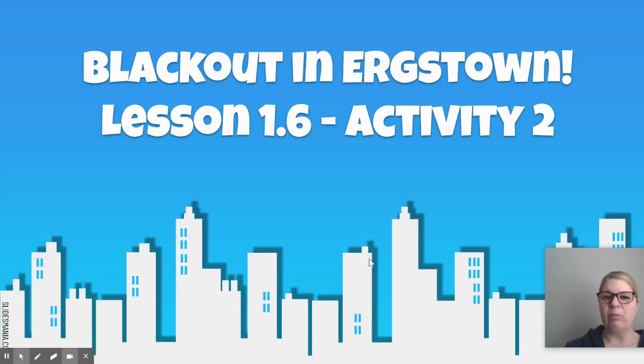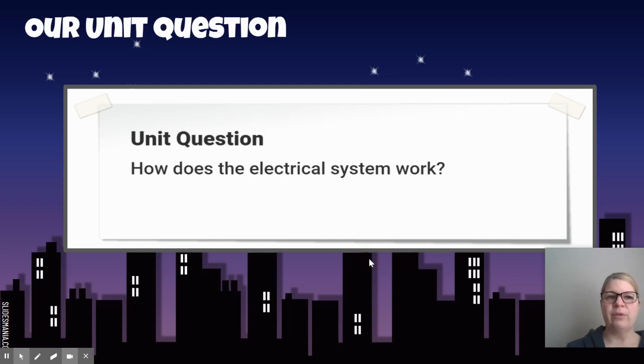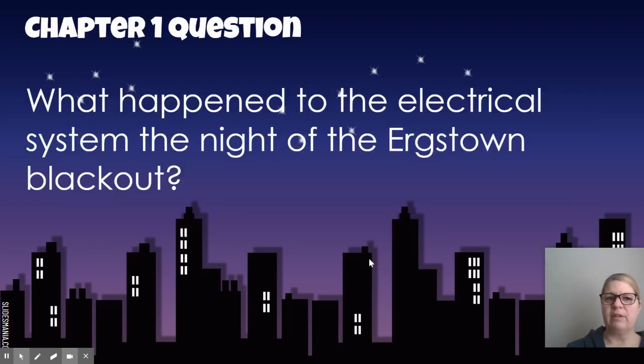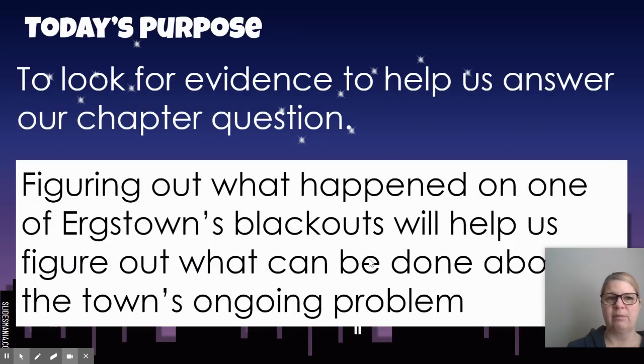We are in lesson 1.6, activity 2, and we're going to continue to figure out why there was a blackout in Ergstown. So to review, our unit question is, how does the electrical system work? But today's purpose is to answer the chapter 1 question. We're at the very end of chapter 1, so we should be able to get a good start on this. What happened to the electrical system the night of the Ergstown blackout? So specifically, the night of the blackout, what happened to the system?